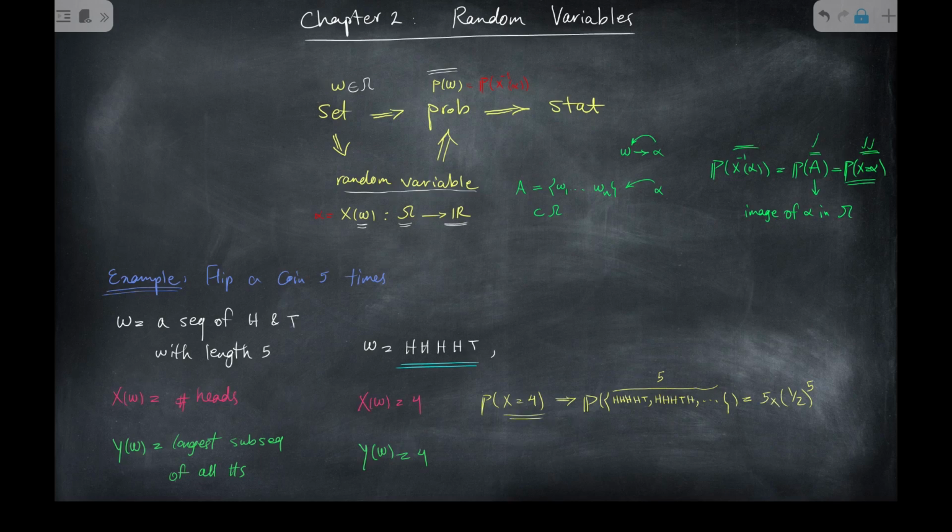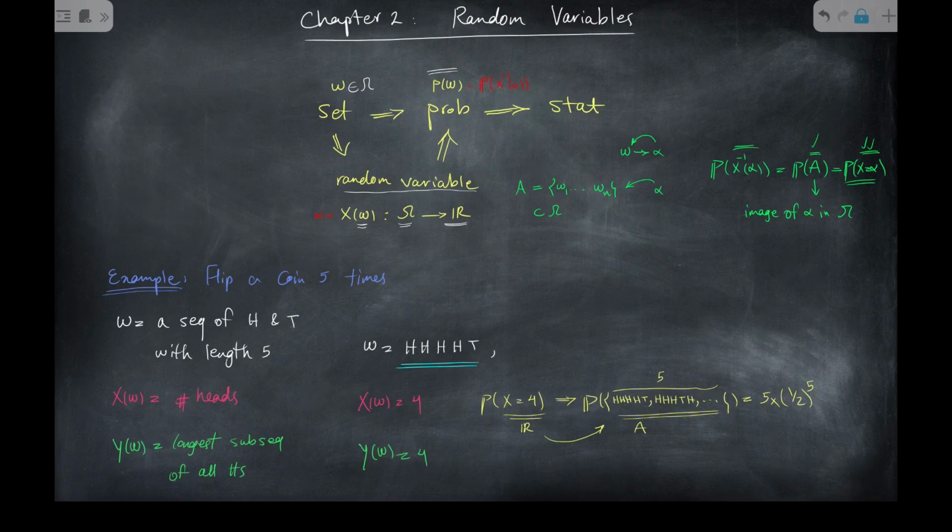So basically, this is a member of the real line. We map it back to the sample space, and this is A, and measure the size of that. Okay, so again, this is not one-to-one, so you have multiple omegas corresponding to X equals 4.